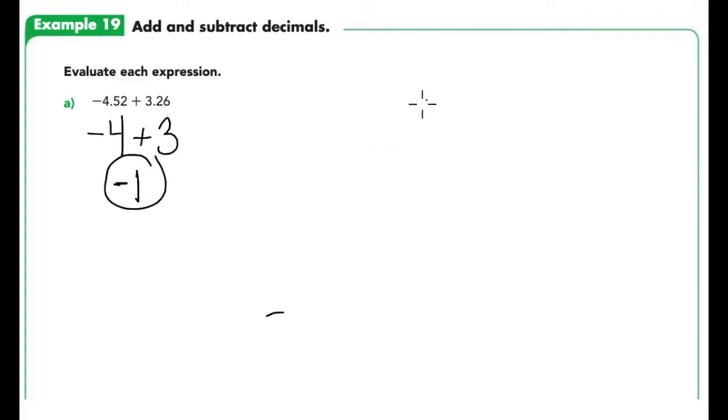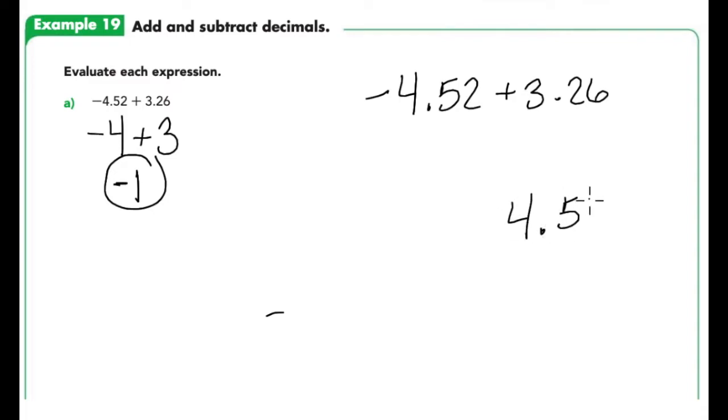So now that we have that set up, we're going to go over here and work with the actual problem of a -4 and 52/100 plus 3 and 26/100. Because the signs are different, we are going to end up subtracting here. So I'm going to set it up with a bigger number on top, and I'm going to write it as 4 and 52/100 minus 3 and 26/100.